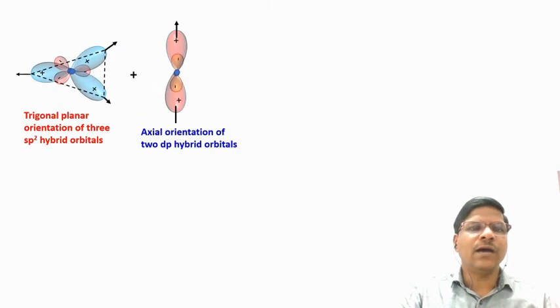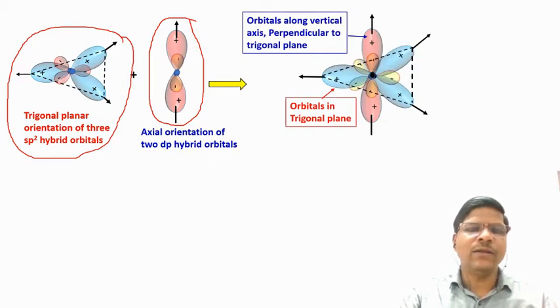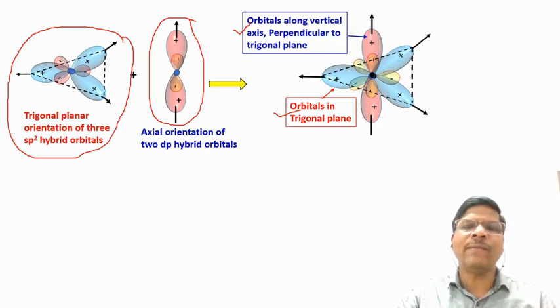Thus, if you see the three atomic orbitals lie in the trigonal plane, and two atomic orbitals lie along the z-axis. If you see these five orbitals together, they will look like this. The three orbitals are oriented in the trigonal plane, and the two orbitals along the vertical axis perpendicular to the trigonal plane. So we get the trigonal bipyramidal geometry for the 5 dsp3 hybrid atomic orbitals.